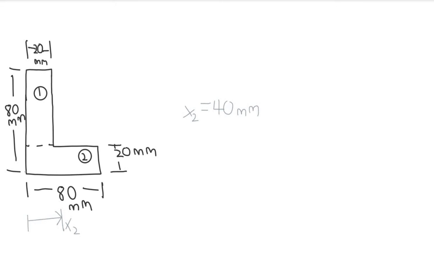And similarly, y bar 1, I'll draw it on this side, save some space. Y bar 2 is equal to 10 millimeters. And now for section 1, it is equal to half of 80 minus, it is half of 60 plus 20.